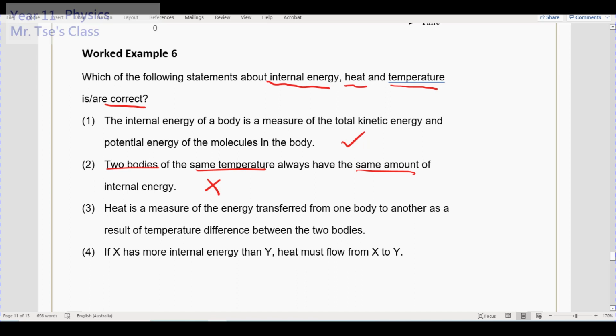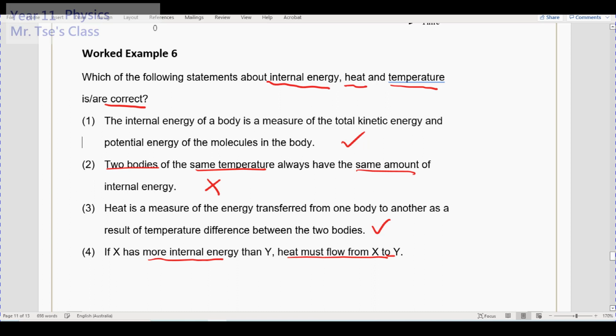Here's a measure of energy transfer from one body to another as a result of temperature difference. It seems like a textbook definition. If X has more internal energy than Y, heat must flow. Okay, so this one is quite interesting. It might take some time for you to think. You might pause the video and try to think about whether that's correct. More internal energy, heat must flow from X to Y. Think about this. You can pause the video.